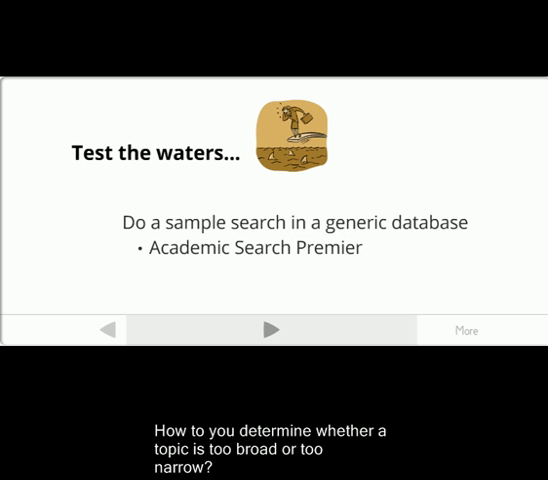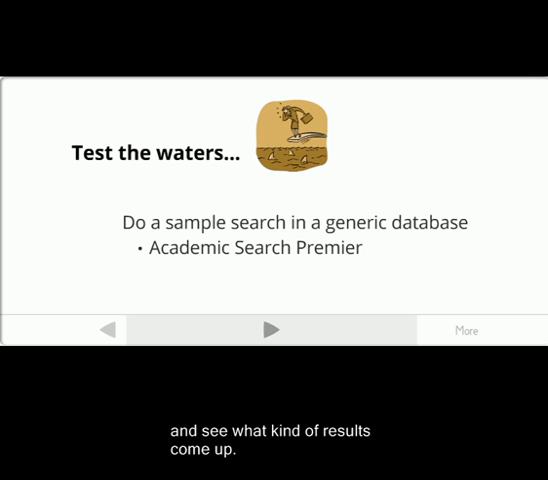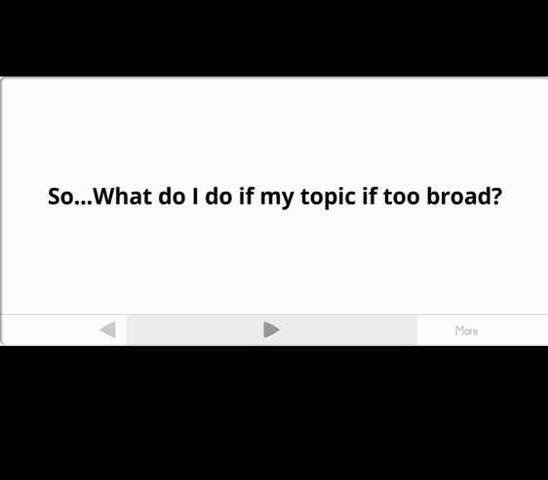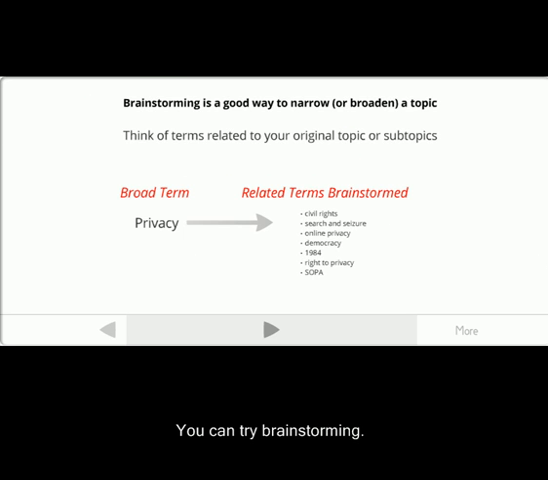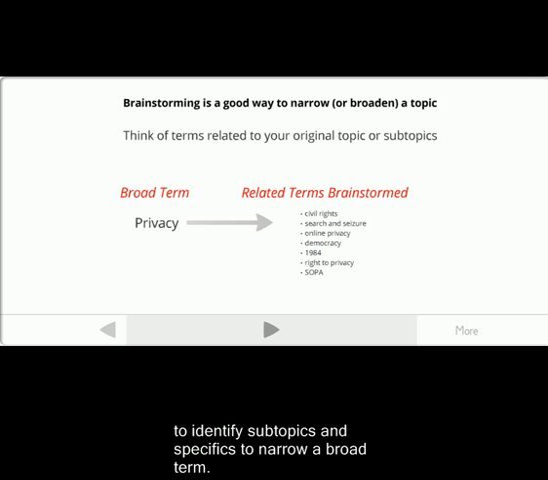How do you determine whether a topic is too broad or too narrow? Test search your topic in a general database, such as Academic Search Premier, and see what kind of results pop up. What do you do if your topic is too broad? You can try brainstorming. Brainstorming related terms to your topic is an excellent way to identify subtopics and specifics to narrow a broad term.